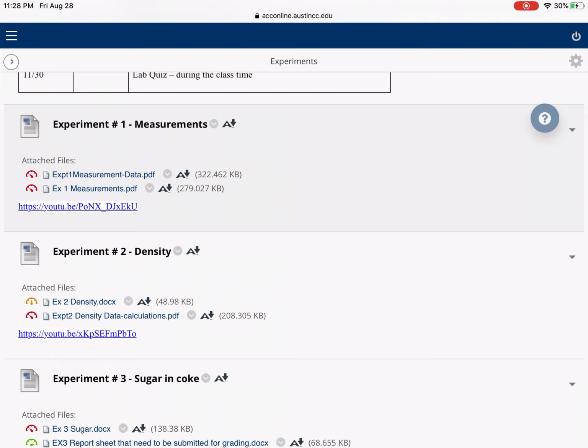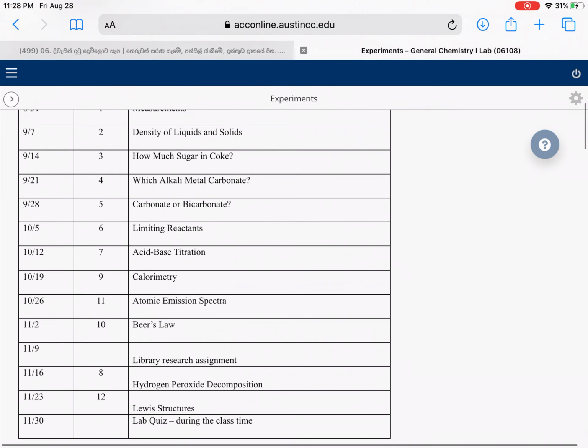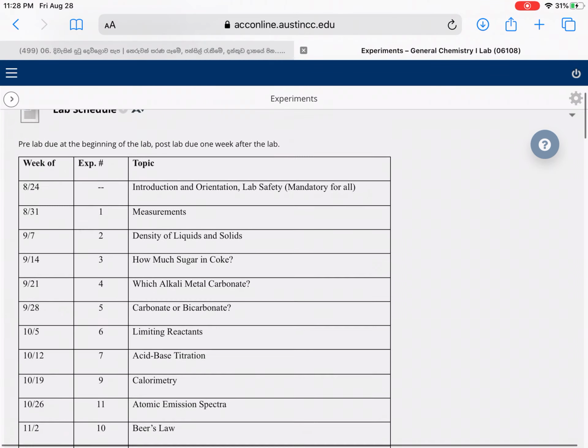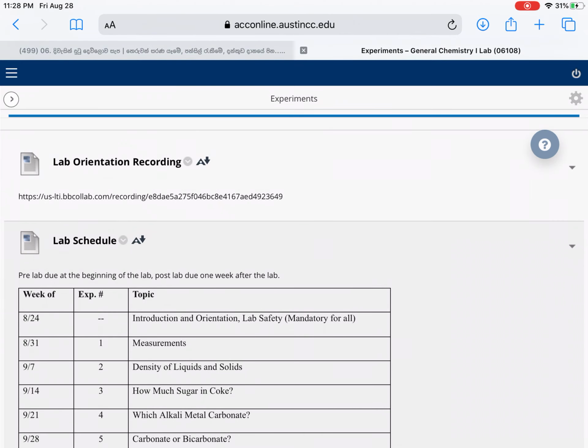And now let me show you how to access your pre-lab assignment. Remember, the pre-lab assignment is due at the beginning of the lab, and the post-lab reports are due 1 week after the lab. But you don't have to wait until 1 week; if you get it done early enough, you can go ahead and turn it in.